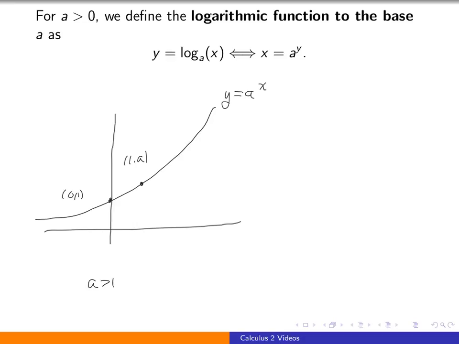Because we define log base a to be the inverse of this function y equals a to the x, graphically, it would be the reflection about this line y equals x. So the graph of log base a is going to look something like this, where we would have the corresponding point 1, 0, the corresponding point a, 1, and this is the graph of y equals log base a of x.